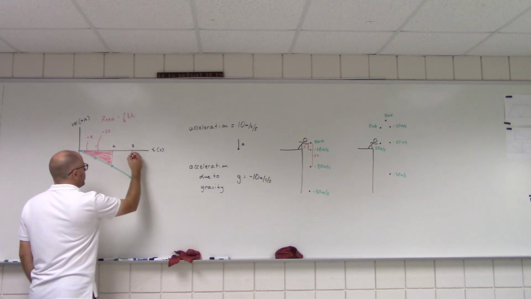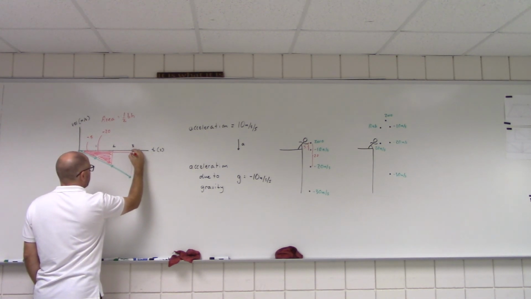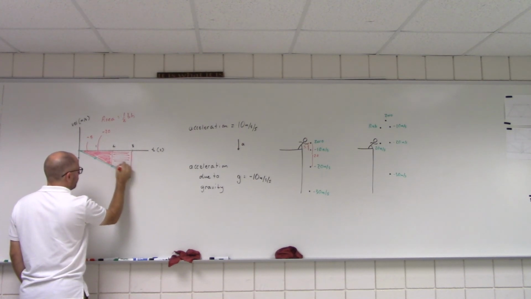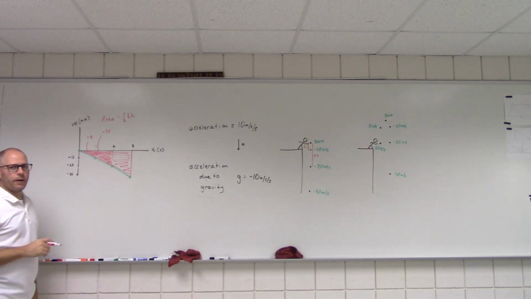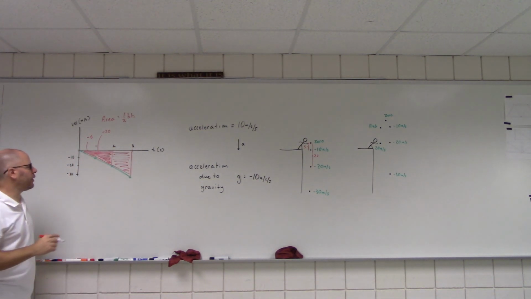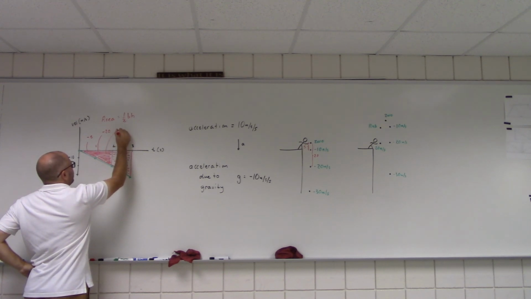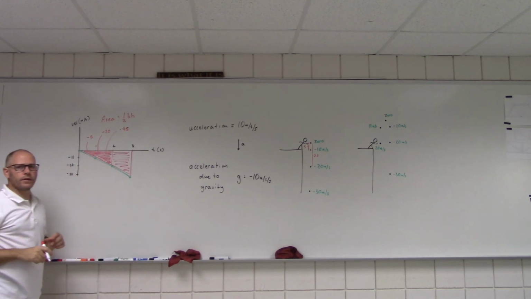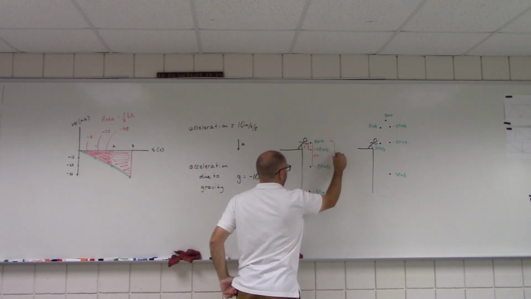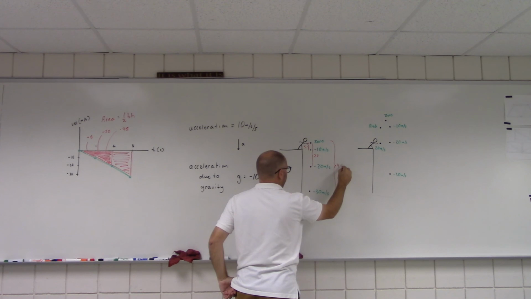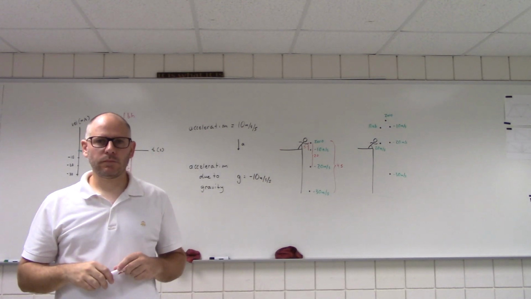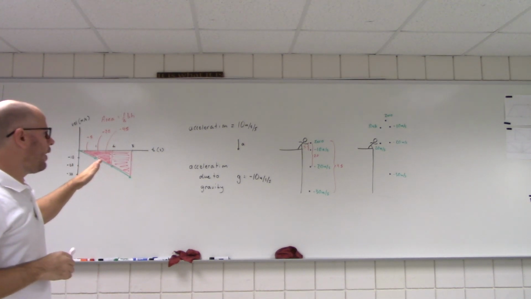What about after all 3 seconds? After all 3 seconds, 1/2 the base times the height. The base is 3, the height is -30, which means the change is -45, so the total distance it fell here is 45 meters. This gives us a sense of how an object falls.